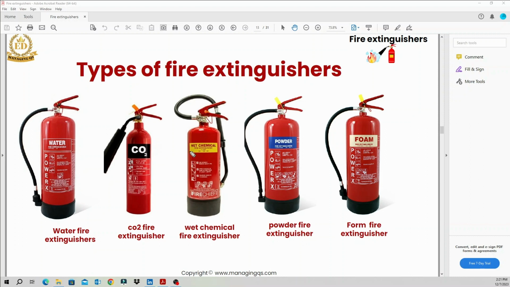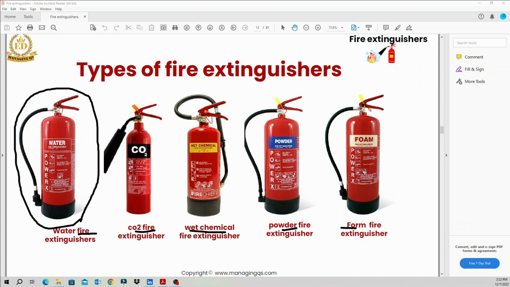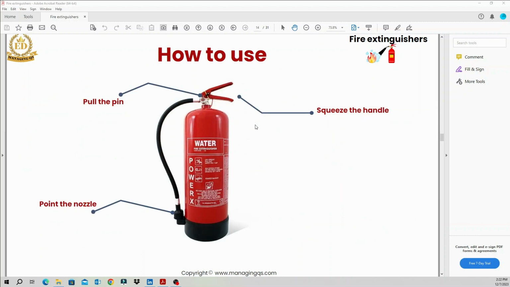Again, I remind you, for example with the water fire extinguisher, we cannot use it for all types of fires. It is used for different purposes. That's why they contain different fire suppression agents: water, CO2, wet chemical, powder, foam. Just imagine like this, and we will move forward.